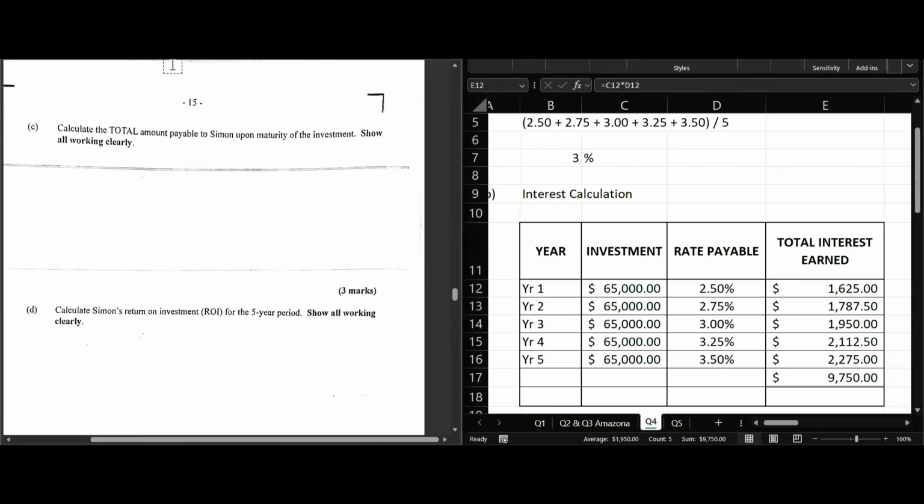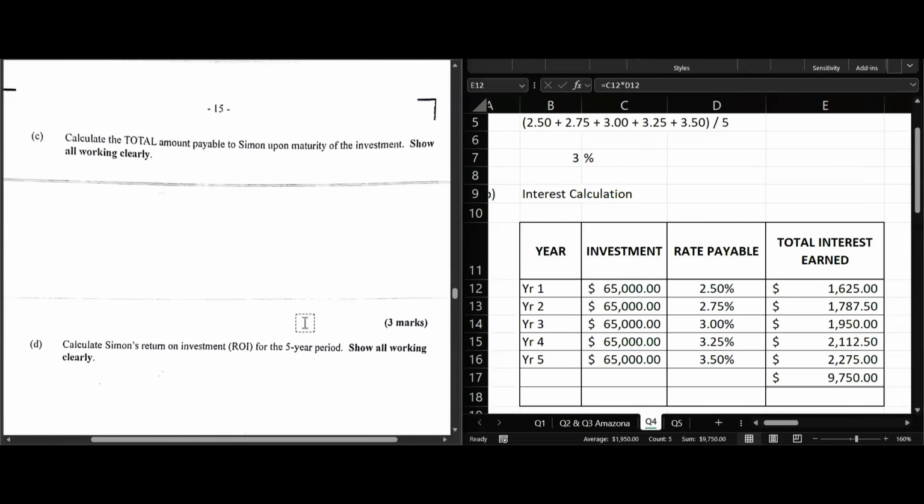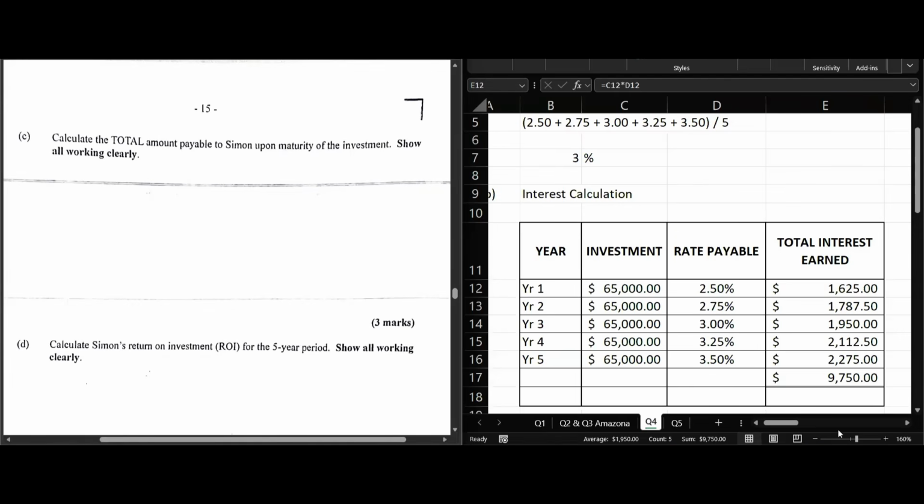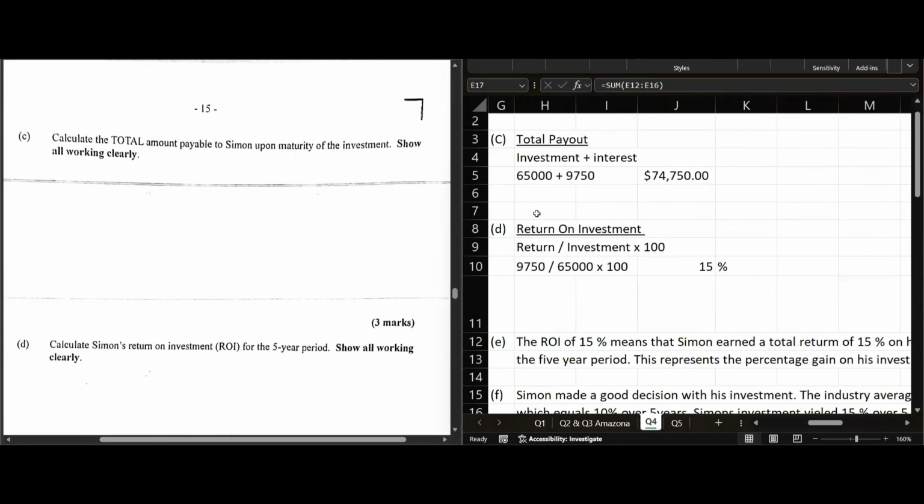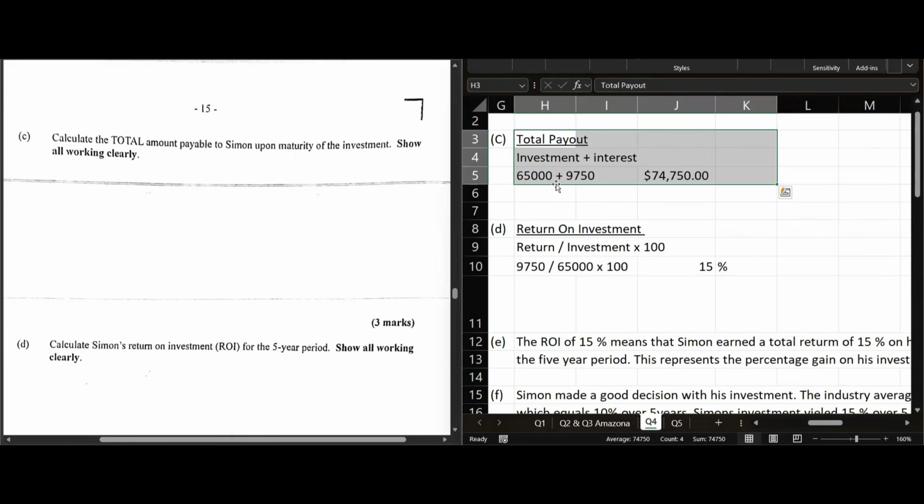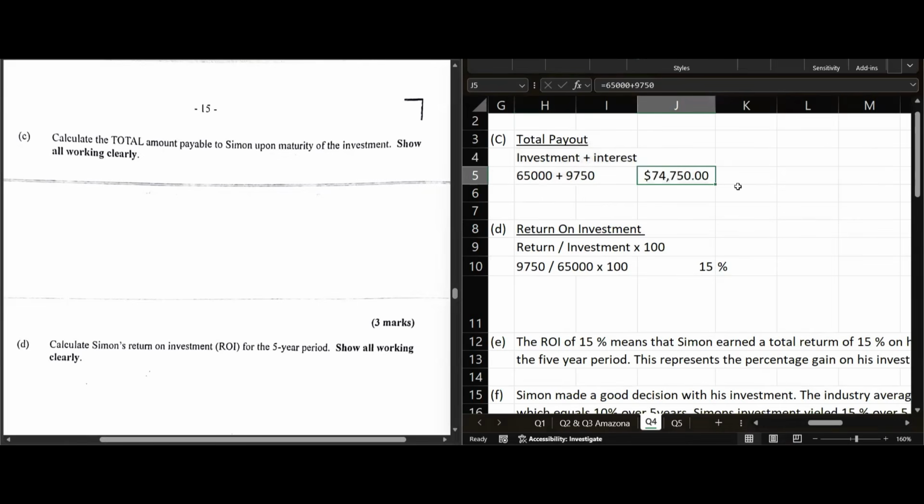Calculate total amount payable to Simon upon maturity of the investment. So basically, how much money will he be collecting when the investment matures? Guys, that's simple, because remember, he's going to be getting the interest earned of $9750, plus you're going to get back the principal amount of the $65,000. So this is his payout right here. $65,000 plus the $9750 is going to give him $74,750. That was your answer for part C.